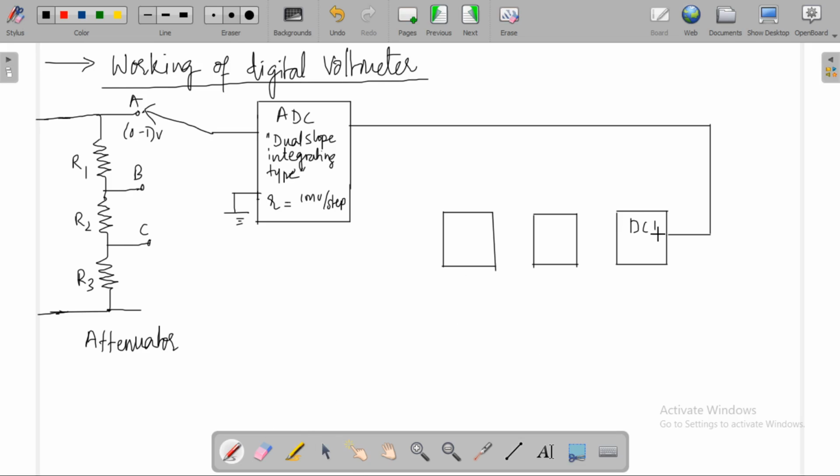This is DC1, digital counter 1, DC2, and this is DC3. Three counters are cascaded, connected in series. All three counters are connected in series. Here this is a 3-digit DVM because it displays 3 digits. 3 full-digit DVM. It displays 3 full digits.